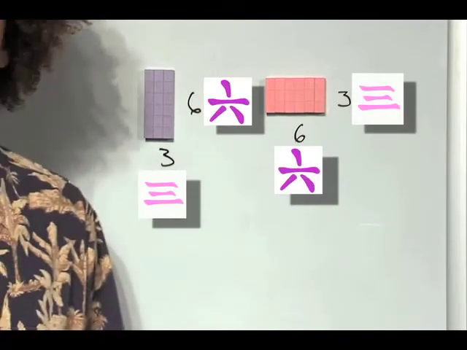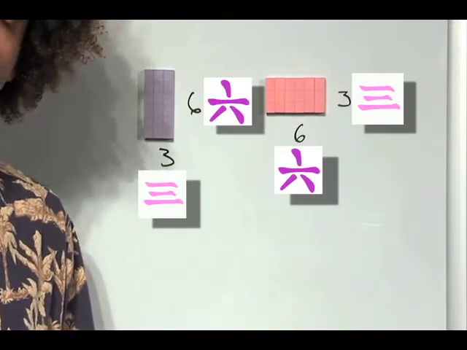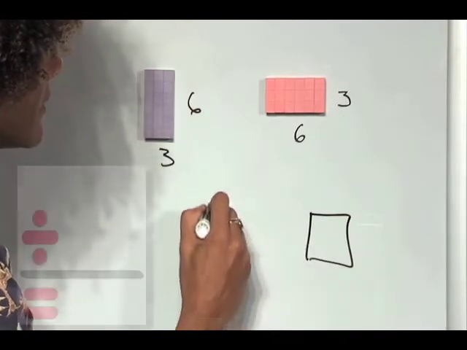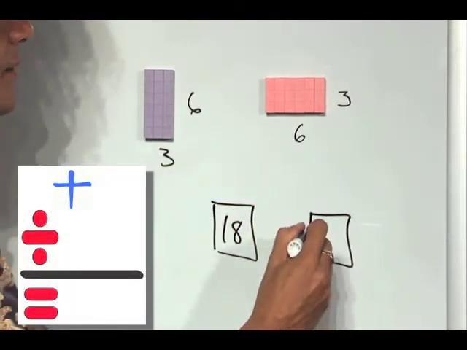Now you really can see that the multiplication and division are inverse functions. You can see it very clearly. Here I have a rectangle. Here I have a rectangle. The whole rectangle is 18.